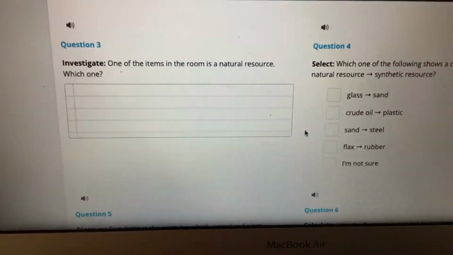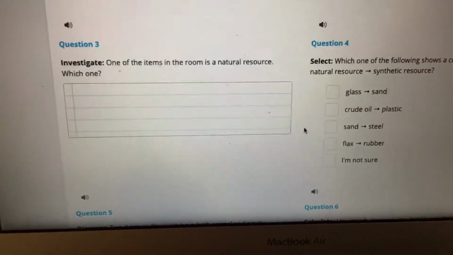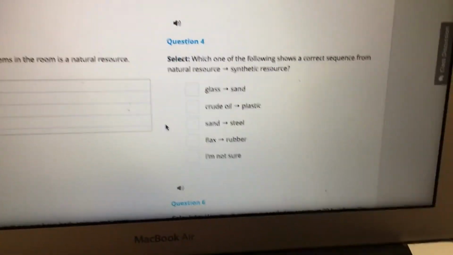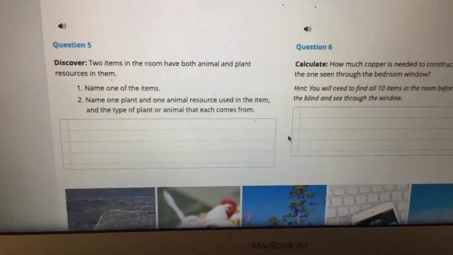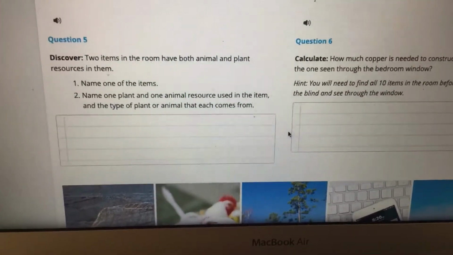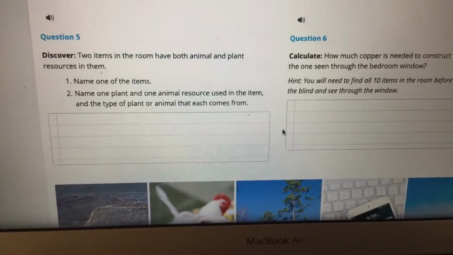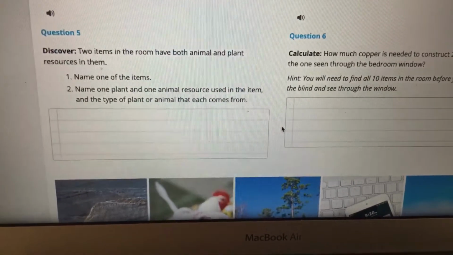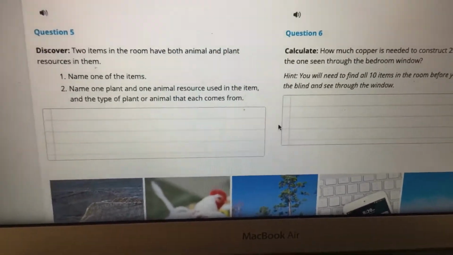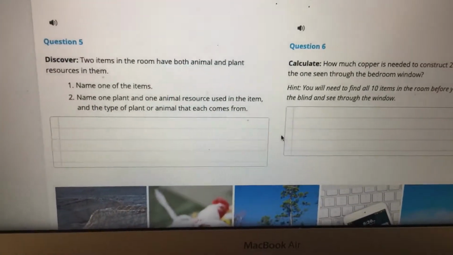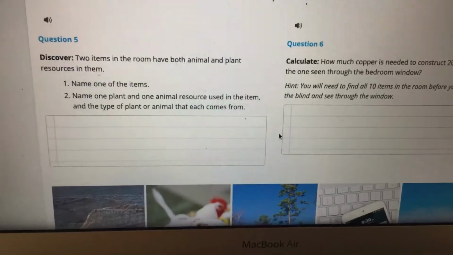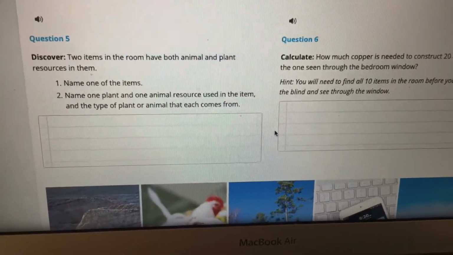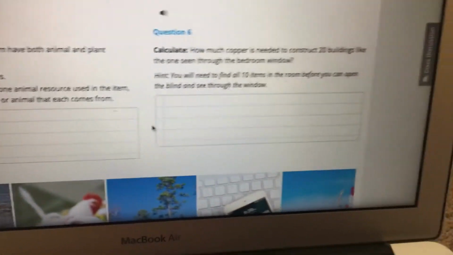one of the items in the room is a natural resource, which one? Question 4, you've got to get the order correct. Question 5, 2 items in the room have both animal and plant resources in them. You'll need to name one of the items, name 1 plant and 1 animal resource used in it, and the type of plant or animal that each comes from.